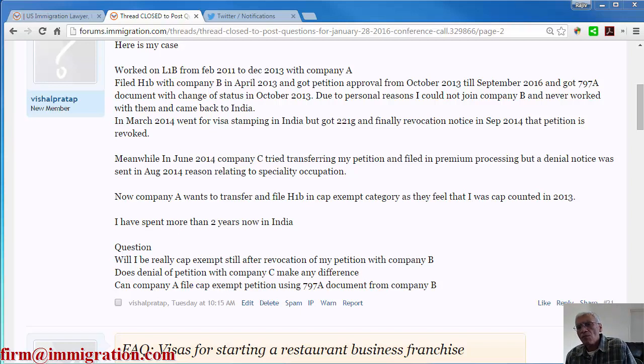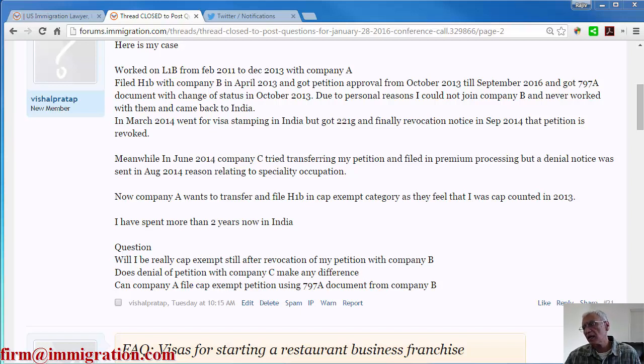Yeah. So one particular question. Like you've already answered that I'll not be cap exempt and I'll be cap counted. So I'll have to file a fresh H1 and cap. Now, what the company was saying is that if you've even worked for some time in H1 and then your petition is revoked, then you are considered cap exempt. But if you've never worked on H1 and then petition is revoked, then you'll not be considered cap exempt. Is it correct?